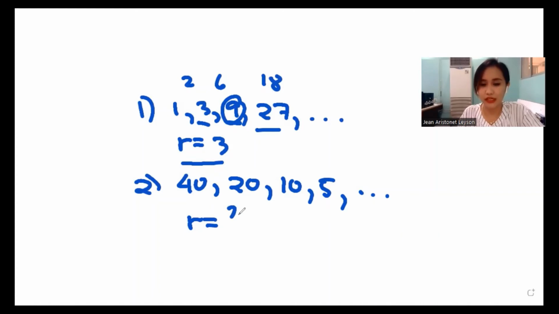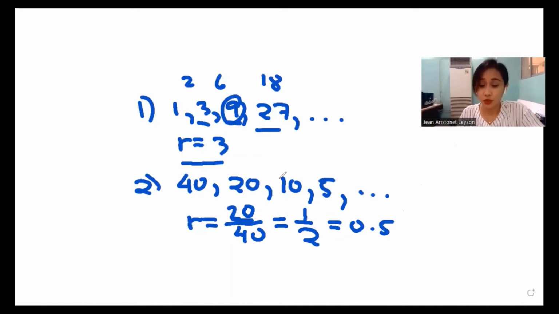So we can divide 20 by 40. If we simplify that one, we will get 1/2, or in decimal form, that is 0.5. So here, in this geometric sequence, the common ratio is 1/2. It still holds true for the next terms because 10 divided by 20 is still 1/2, and 5 divided by 10 is still 1/2.